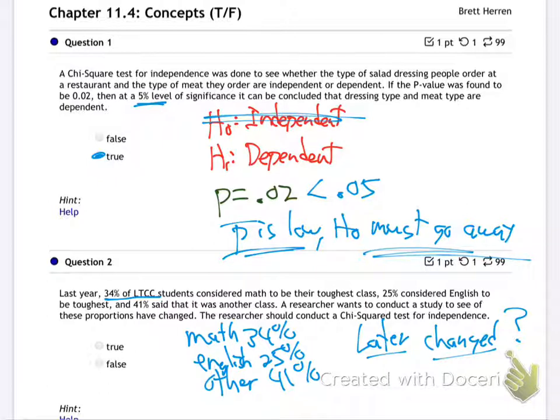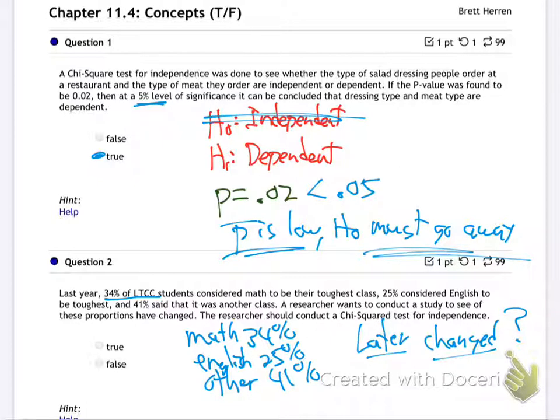What kind of test is that? Is that chi-square test for independence? No. Do you know what kind of test is that? What is it? A what? Homogeneity? Yeah. It's actually not that one either. Is it goodness of fit? It's goodness of fit. You're seeing if the new percentages fit the old ones, right?